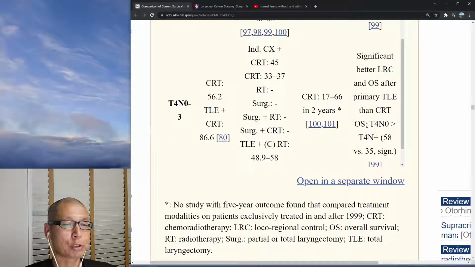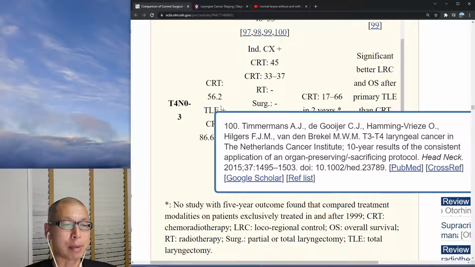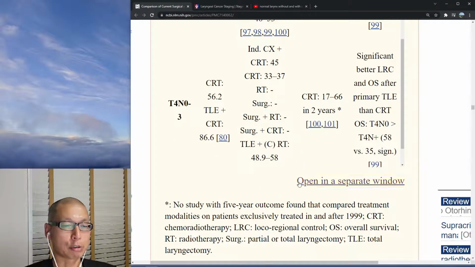For T4, you should get total laryngectomy. It has better survival, better treatment of the cancer, and even if you were to get the cancer treated with radiation therapy, you generally end up with not a very functional larynx. And the larynx has two functions. Most people think of the voice function, which is important, being able to talk, but the other important function of the larynx is as a gatekeeper.